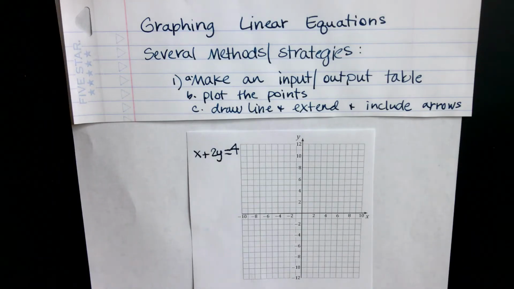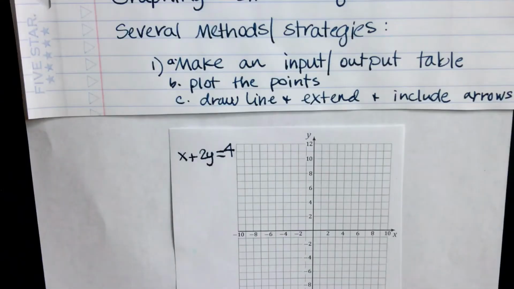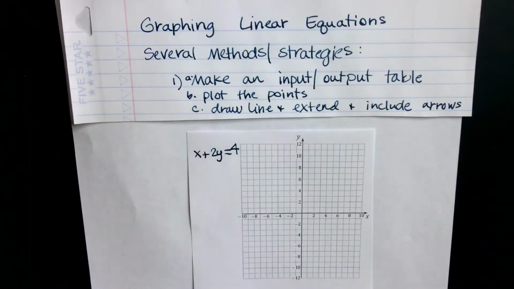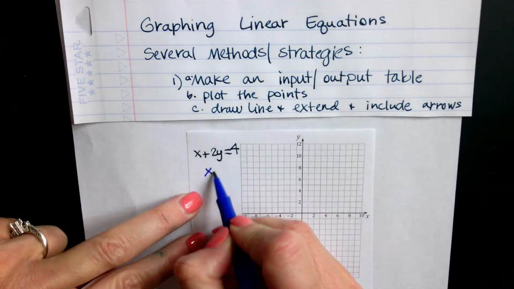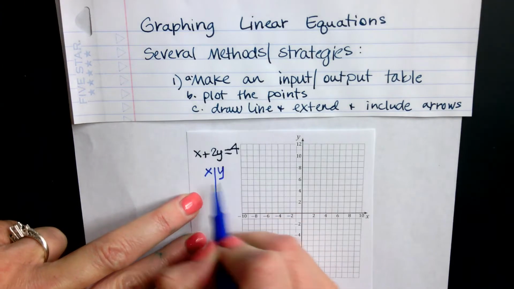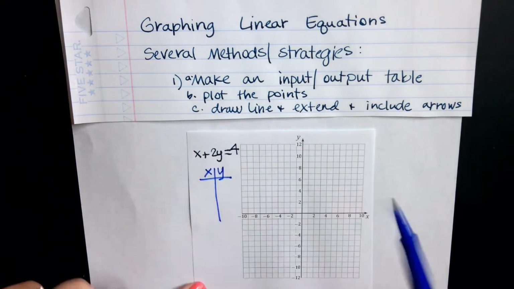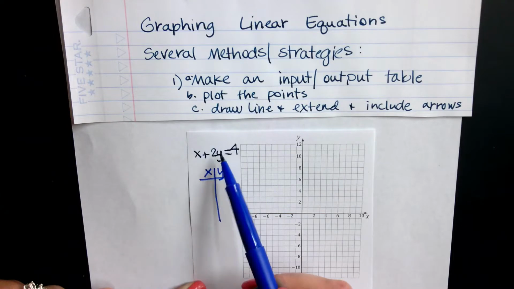We will be asked to graph linear equations. And there are several methods that we could use to graph. You can use them all at any time, depending on what you're comfortable with. One option is to make an input-output table. Find some ordered pairs that will make this equation true.